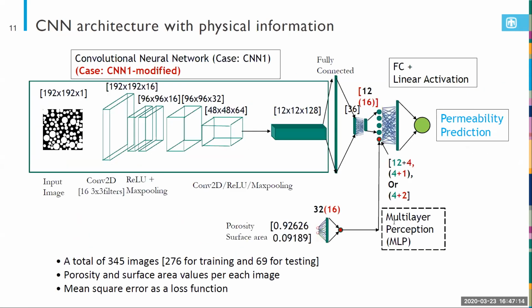So our convolutional neural network architecture is pretty simple. We repeat 16 3x3 filters 4 times, and then ReLU and leaky ReLU and a max pooling operator are applied. On the data augmentation side, we feed porosity and surface area through the multilayer perceptron, and then we change the number of output points and merge this output from the MLP into the convolutional dense layers. After that, we make a prediction after linear activations.